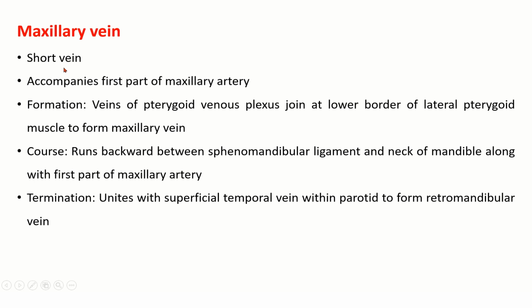The maxillary vein is a short vein that accompanies the first part of the maxillary artery. Formation: veins of the pterygoid venous plexus join at the lower border of the lateral pterygoid muscle to form the maxillary vein. Course: it runs backwards between the sphenomandibular ligament and the neck of the mandible along with the first part of the maxillary artery. Termination: it unites with the superficial temporal vein within the substance of the parotid gland to form the retromandibular vein.